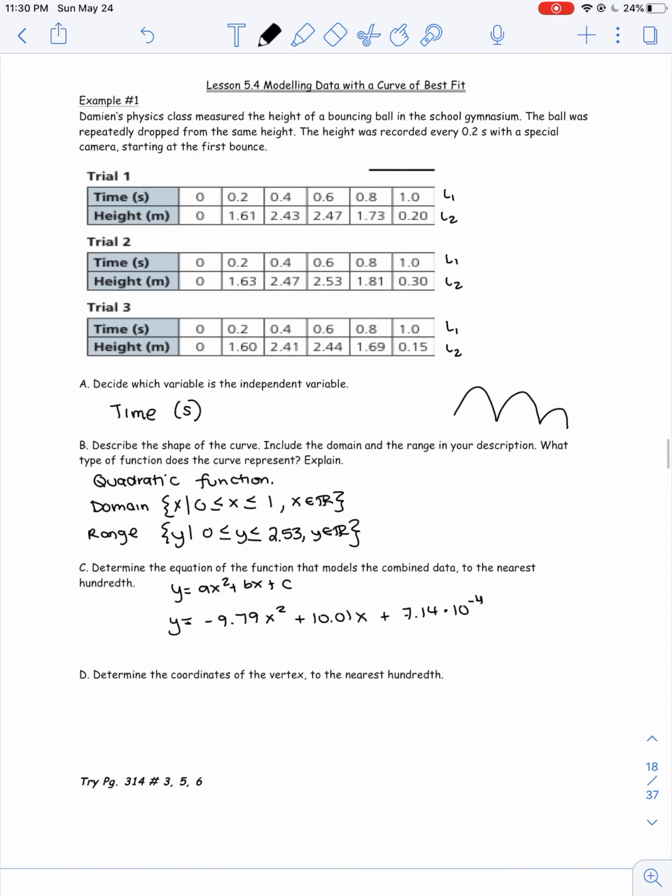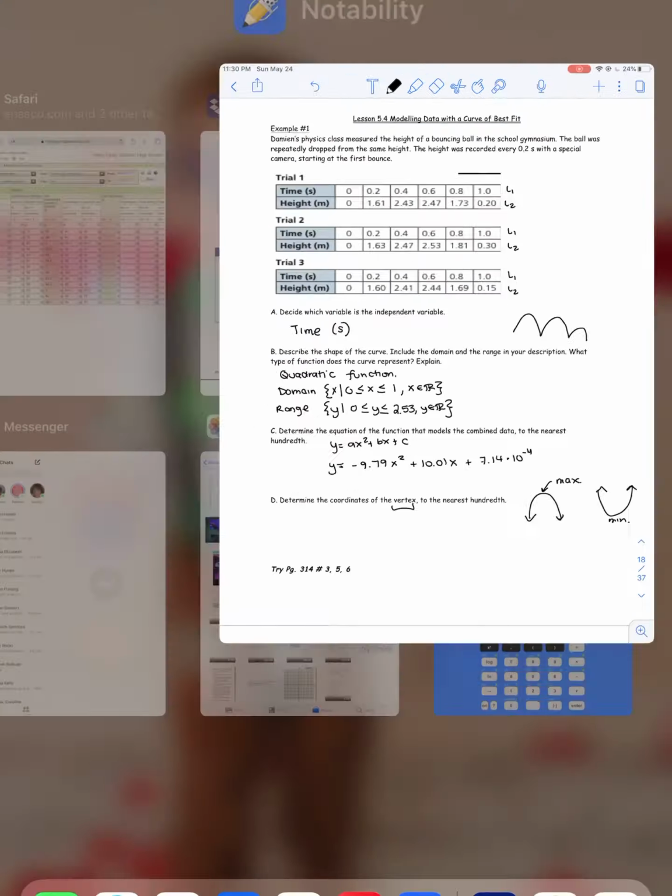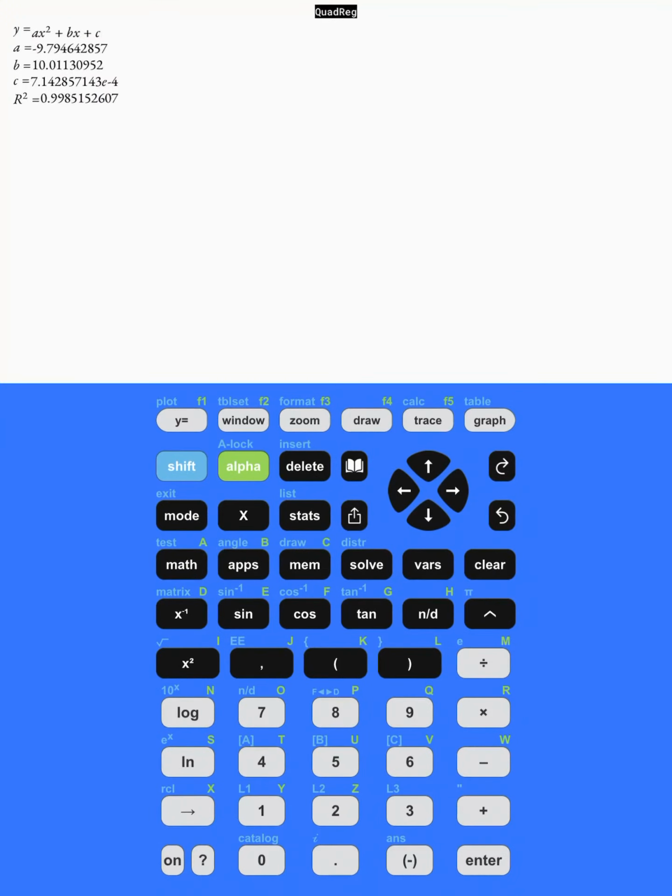Our next question is asking us to find the vertex to the nearest hundredth. So this is where I'm going to graph it and then find out the maximum. The vertex in this case, if it's downward facing like this, is going to be called a maximum value. If it's upward facing, it's going to be called a minimum value.